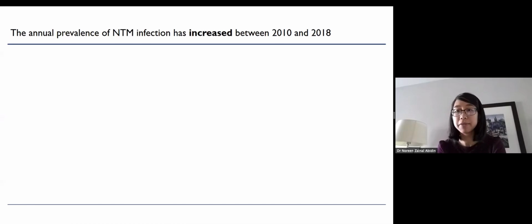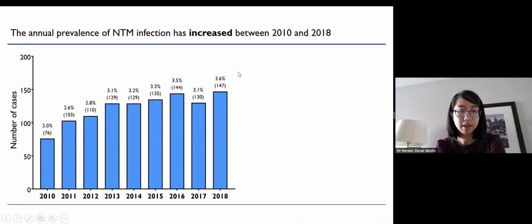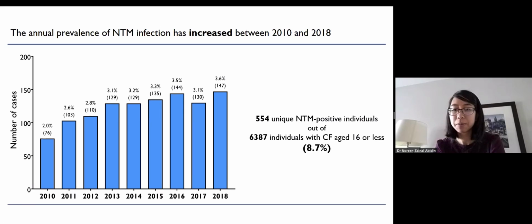And we found that the annual prevalence of NTM infection in children with CF here in the UK had increased each year between 2010 and 2018, from 2% in 2010 to 3.6% in 2018, with the exception of a slight decrease in 2017, which was accounted for by the decrease in the number of cases from 144 to 130. And altogether, in the population that we studied, 8.7% of patients had isolated NTM at some point during the study period. And these were 554 unique NTM-positive individuals.